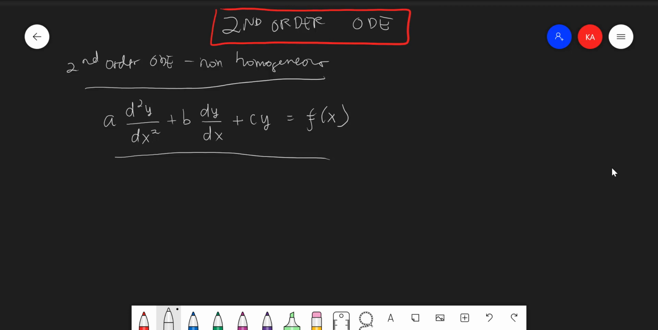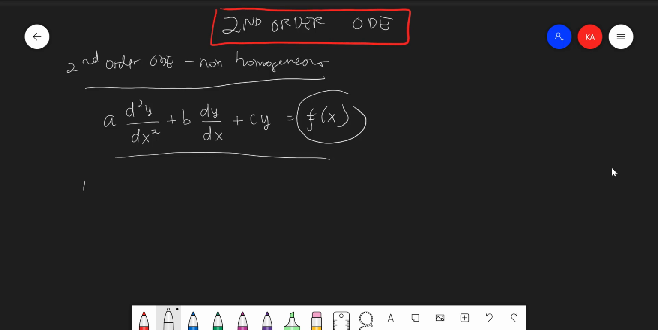The difference from the homogeneous ODE is the right side. In the homogeneous case, the right side is equal to 0, but for the non-homogeneous, the right side is not 0. So how do we find the general solution of the second order non-homogeneous ODE?